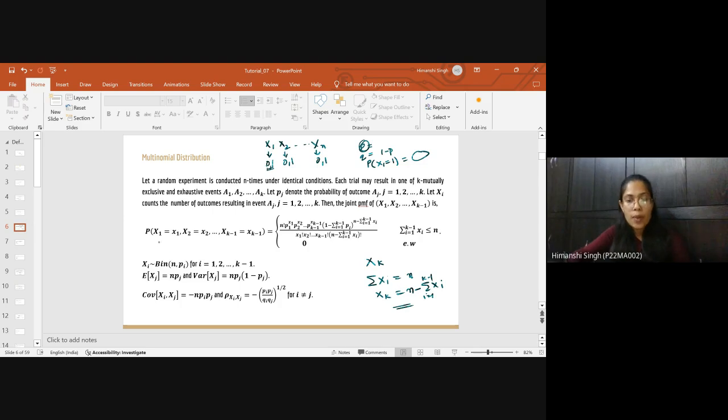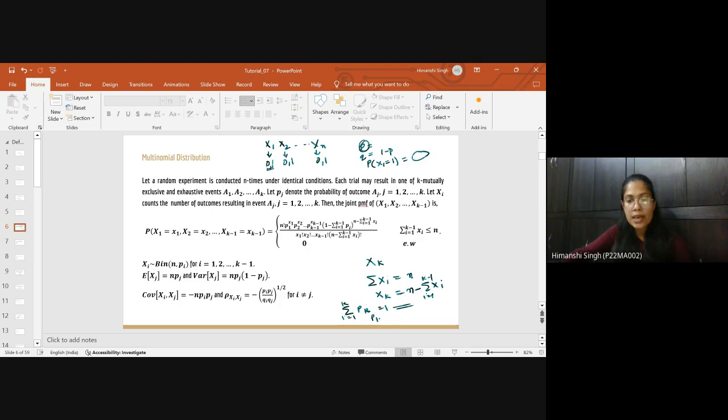Now this probability mass function is given by this expression. It is n factorial, p1 to the power x1, p2 to the power x2, up to pk minus 1 to the power xk minus 1, times 1 minus the summation of pi, i going from 1 to k minus 1. Here there was a term pk, but because the summation of pi, i going from 1 to k, is 1.